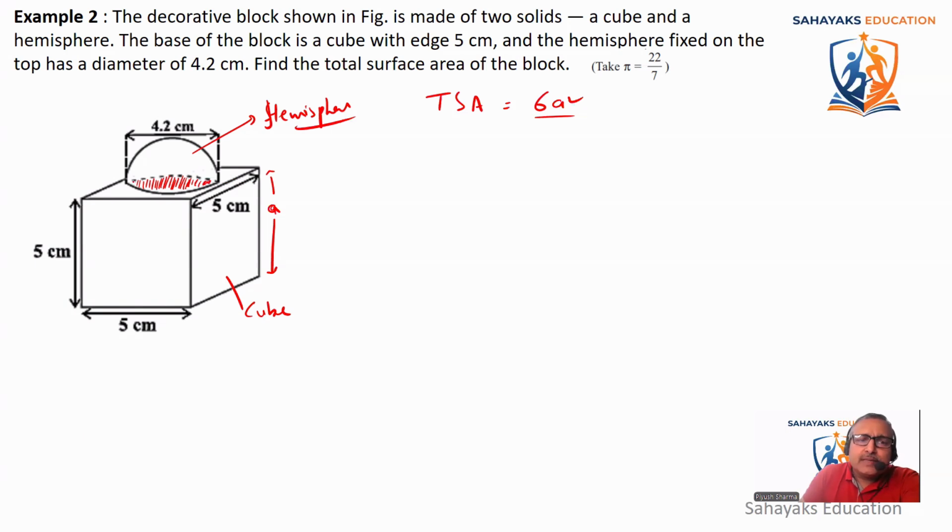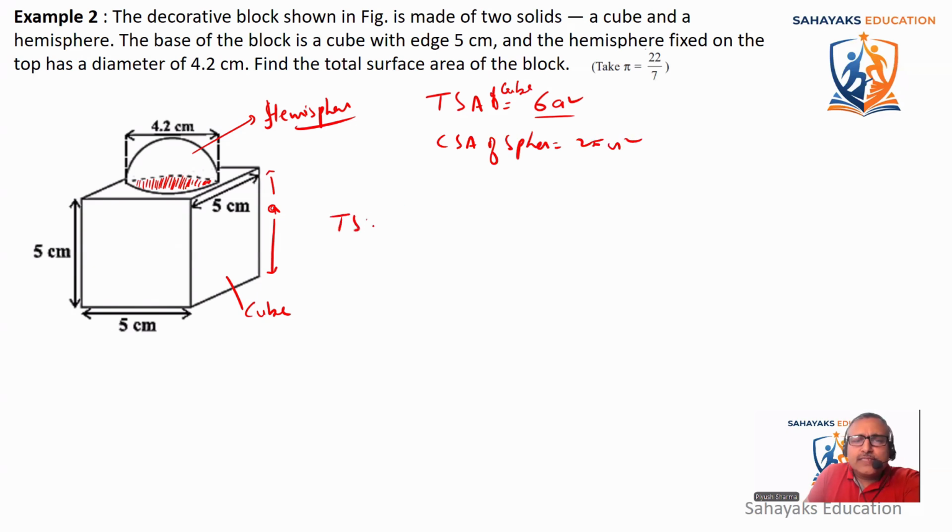And what is this part? This is a circular part. So what we have to do? It is circular. What is the area of a circle? It's pi r square. So when you have to compute the total surface area of the structure, then we have to omit this part. So let's find total surface area. This is of cube. Okay. And the curved surface area of a hemisphere is equal to 2 pi r square.